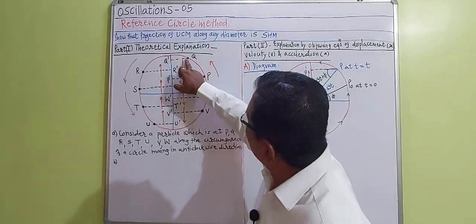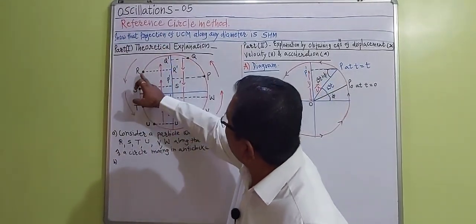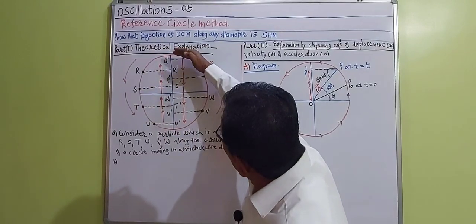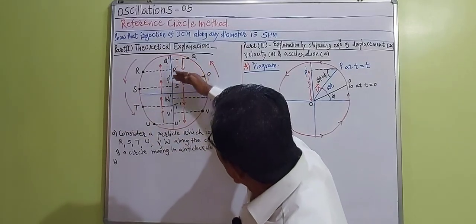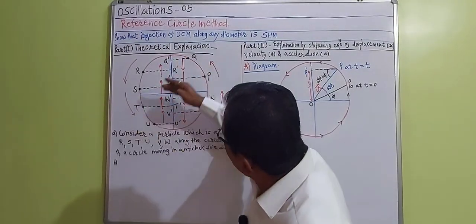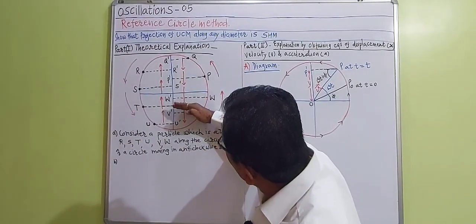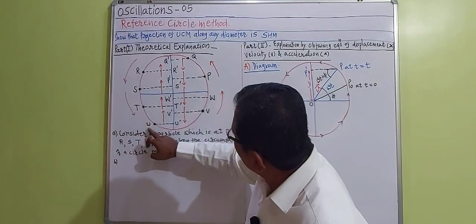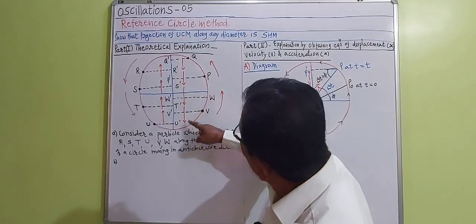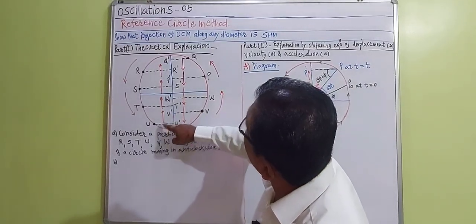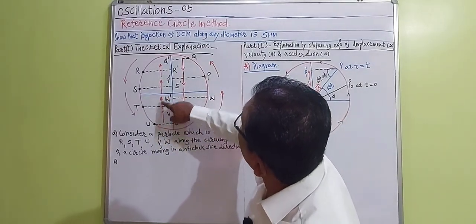When P moves to Q, then the projection becomes Q dash. The projection moves upward. When Q moves to R, the projection moves downward, that is Q dash to R dash. When R to S, the projection is R dash to S dash. When S to T, the projection is in the downward direction, S dash to T dash. When T to U, the projection is T dash to U dash. When U to V, the projection is again U dash to V dash in upward direction. When V to W, the projection moves in upward direction like this.